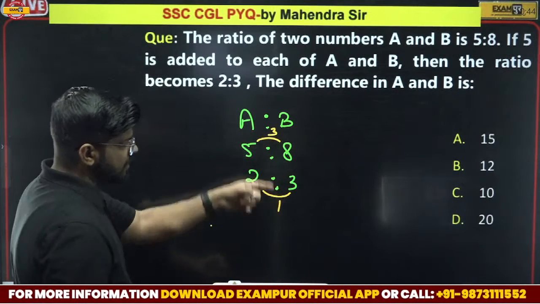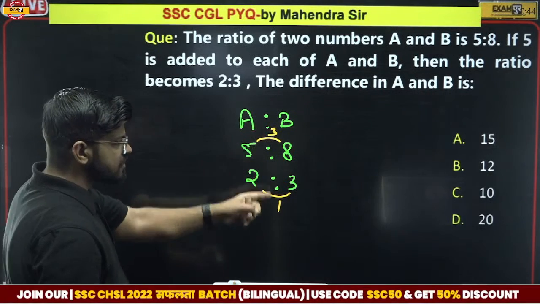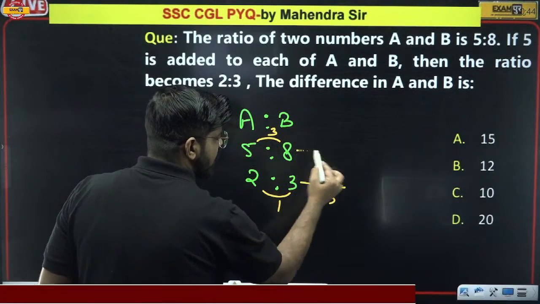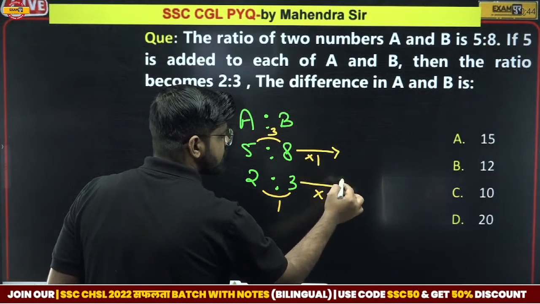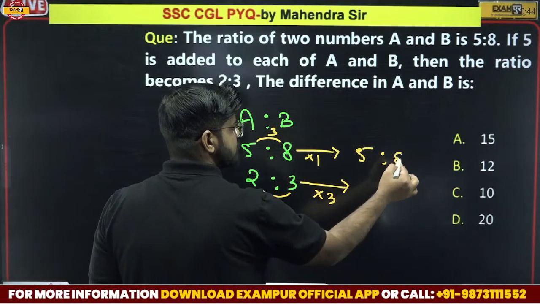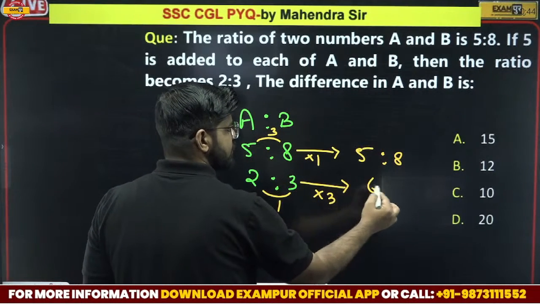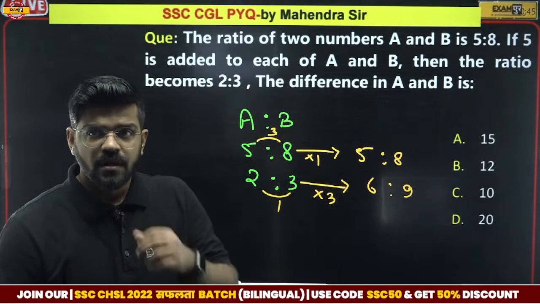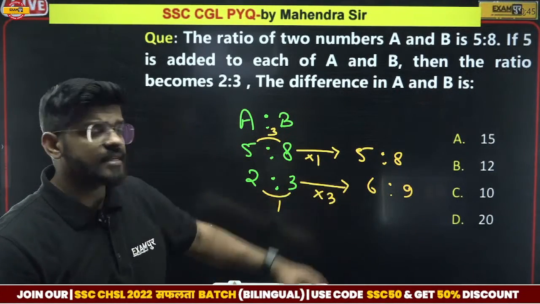So just make this difference same, this difference equal. To make it equal, we have to multiply here by 3 and here by 1. Okay, so what are we getting here? 5, 8 as it is. And here we are getting 6 and 9. Clear to everyone? Here we are getting 6 and 9.